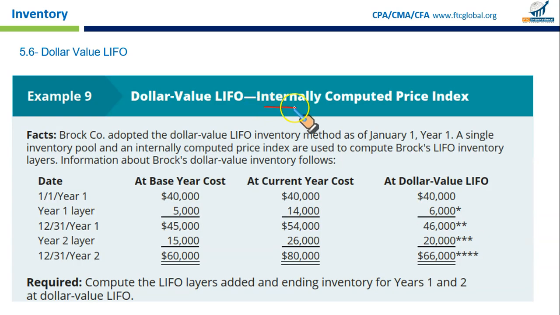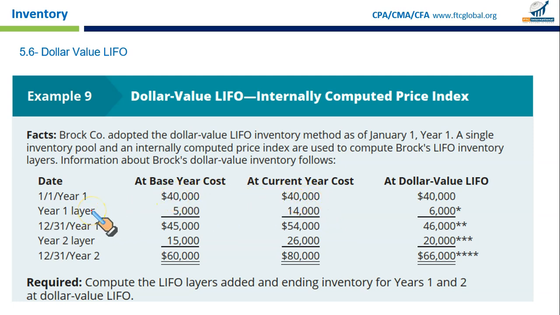So here we go. Internally computed price index, which we just discussed a little while ago. Brock Company adopted the dollar value LIFO inventory method as of January 1st, year 1. A single inventory pool and an internally computed price index are used to compute Brock's LIFO inventory layers. Information about Brock's dollar value inventory is as follows. At the start, on 1st January, year 1, we've got $40,000 base year cost, and current year cost 40,000. That means there is no LIFO layer added since the base year equals the current year.